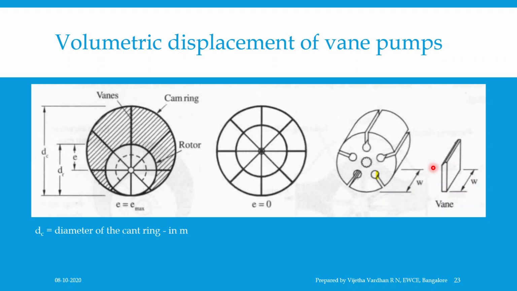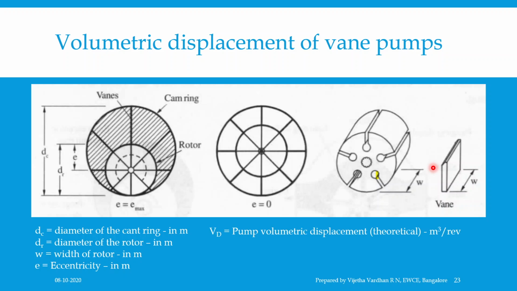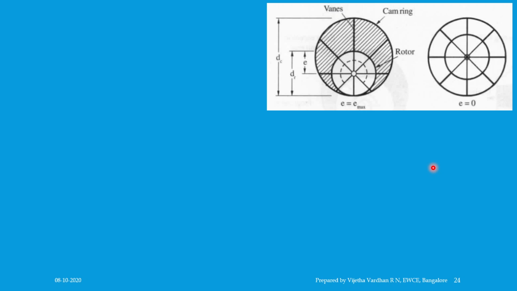Now let us have some terminologies: Dc is the diameter of the cam ring in meters, Dr is the diameter of the rotor in meters, W is the width of the rotor in meters, e is the eccentricity in meters, and Vd is the pump volumetric displacement, normally called theoretical, in meter cube per revolution. In the same fashion, e max is the maximum possible eccentricity. Vd max is the maximum volumetric displacement in meter cube per revolution.